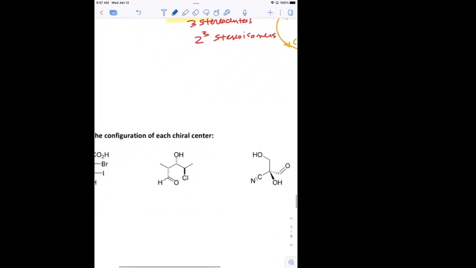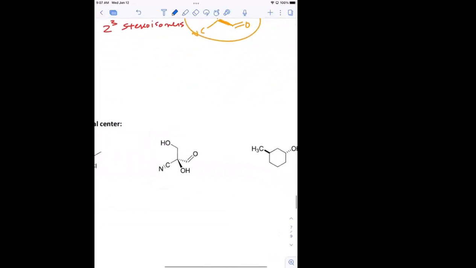Right? So let's start here. We're going to start at this one because this one is a simple tetrahedron, and then we'll be able to determine the configuration on this one a little bit easier than the other two. I'm going to show you a shortcut on the second example, and then the Fischer projection, we'll discuss that separately.